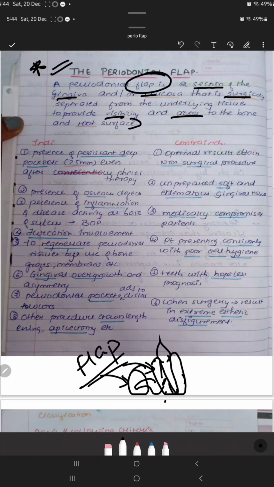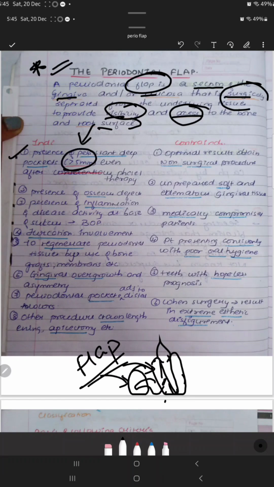So it is a section of the gingiva or mucosa that is surgically separated from the underlying tissues to provide visibility and access to the bone and root surface. So why do we want visibility and access? That we will see in the indications. Why do we need it? Because the first indication is presence of persistent deep pockets greater than 5 mm.